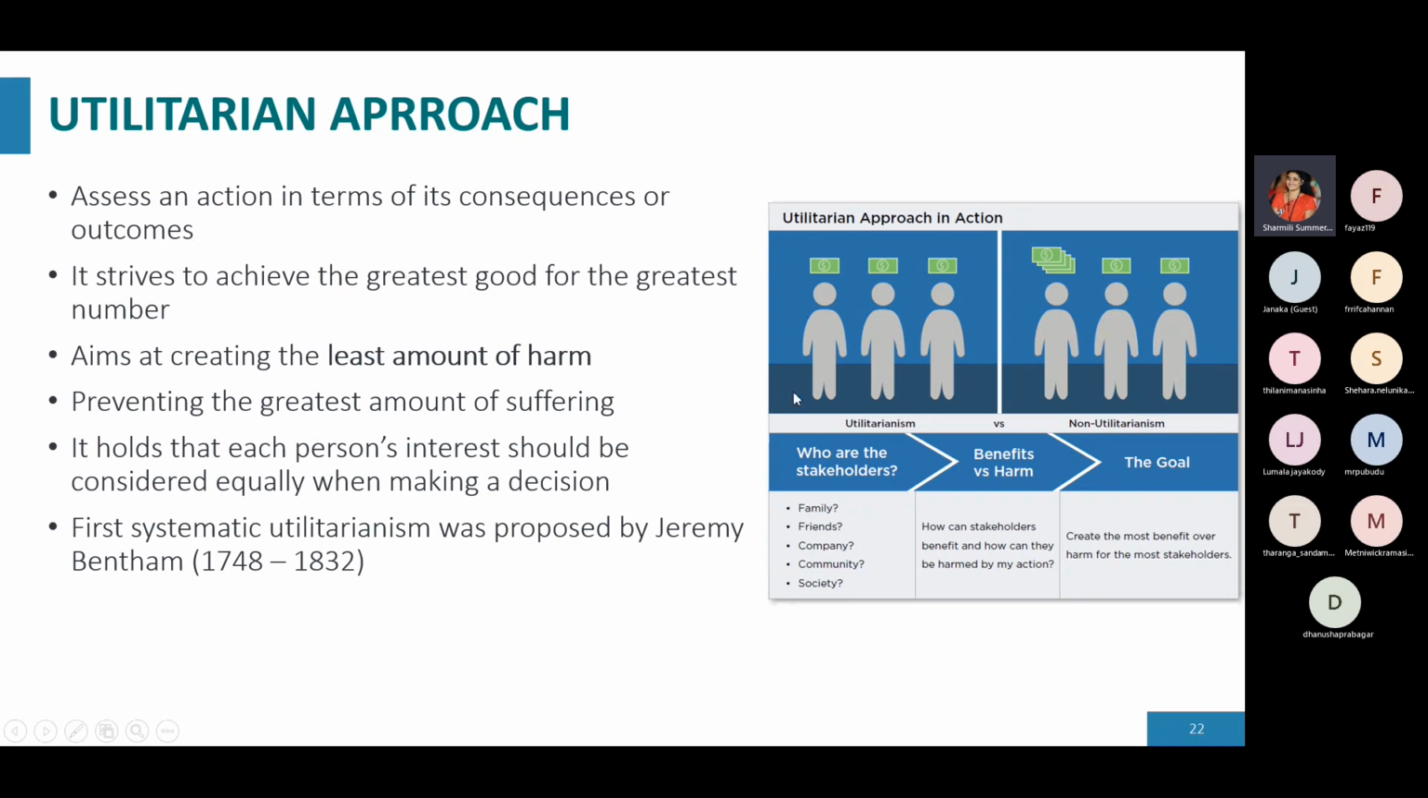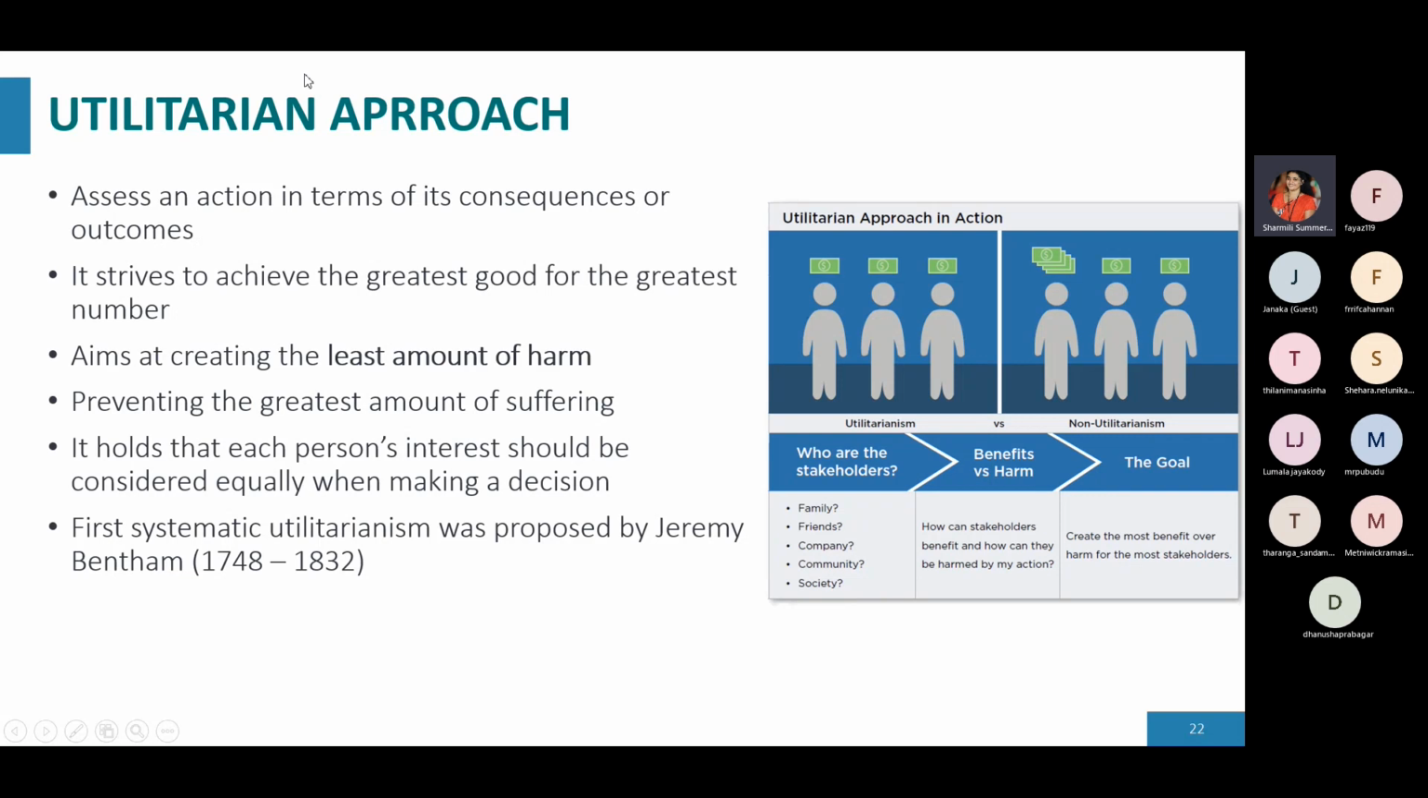With the utilitarian approach, when we are assessing ethical activities or solutions, the people involved in that particular approach or action should all be treated equally. Simply, the utilitarian approach says we need to treat all people equally and create the most benefit over harm for the most stakeholders. This is the goal.